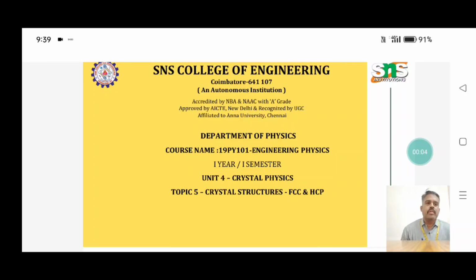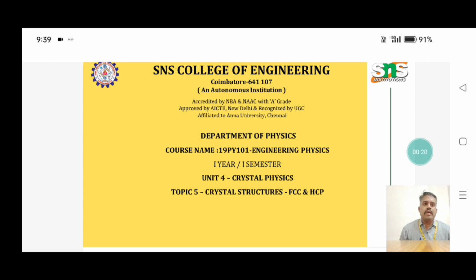Good morning. This is another topic we discussed from crystal physics. The crystal structure we already discussed in the previous topic discussion, the 7 types of crystals.